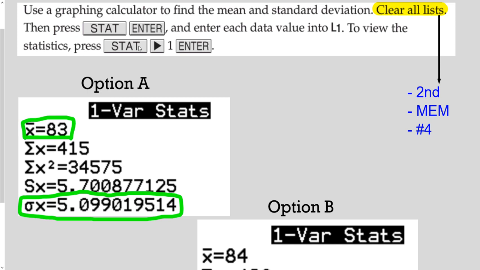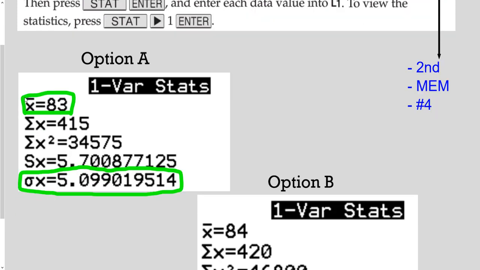You're going to arrow to the right to that Calculate menu, and you're going to choose one variable stats. This is exactly how we did linear regression when we were doing our doll drop lab. Exactly the same process, but when you get to the Calculate menu, instead of going all the way down to linear regression, you're going to go to one variable statistics, and it will tell you this first number, which is the average.